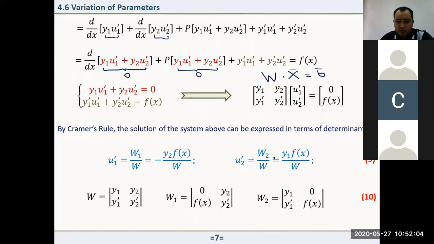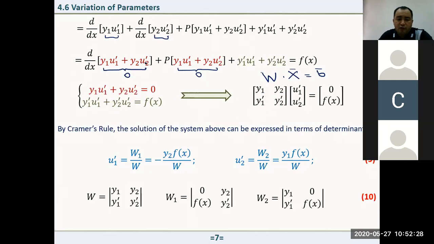How about this W2? W2 is, and this is equal to 0, right? This one is y sub 1 times f, and this one is W. Okay. And also this W, if you remember, what is W? W is the Wronskian determinant. That's why we are using W for this. It's exactly the same thing, right? y sub 1, y sub 2, y sub 1 prime, y sub 2 prime.